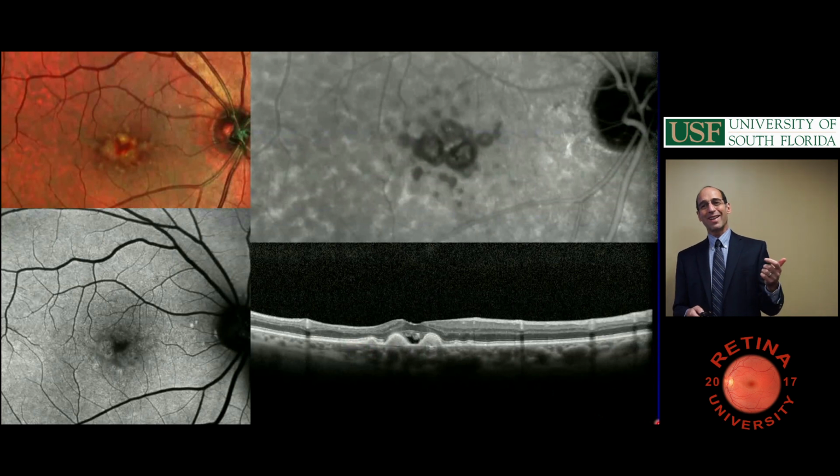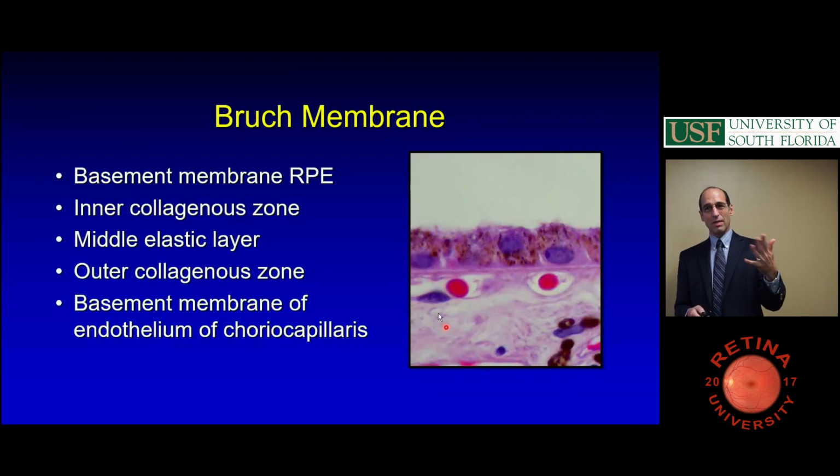So Bruch's membrane has 5 layers. The basement membrane of the RPE, the inner collagenous zone, the elastic layer, the outer collagenous zone, and the basement membrane of the endothelium of the choriocapillaris. I always have trouble remembering whether there are 2 collagenous zones or 2 elastic zones. The way you could remember it is Bruch has 5 letters, and the middle one's a vowel, which is so elastic. I don't know how good that is as a memorization thing. So there's 1 elastic layer, and of the others there are 2 of each. And it's not a barrier, it forms no barriers, but it can get diseased pathologically.